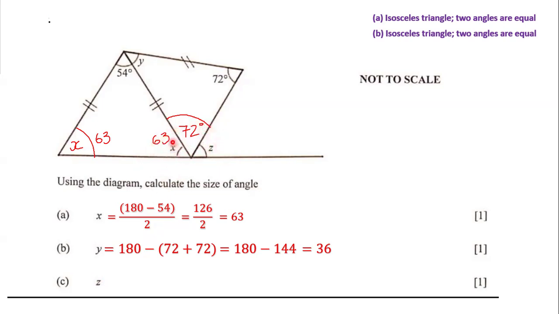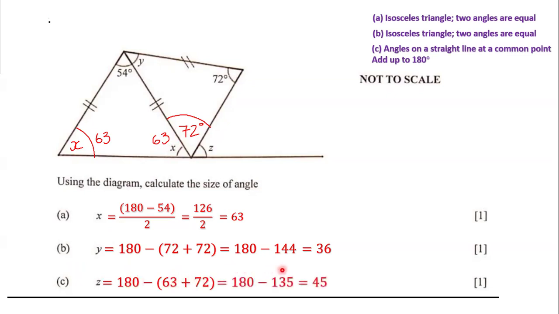And so what we're gonna do is we're gonna take 63 and 72, we're gonna add them together, and then we're gonna take that sum of 63 and 72 and subtract it from 180 degrees because angles on a straight line at a common point must add up to 180 degrees. So we have 180 minus 63 plus 72. 63 plus 72 is 135. So we have 180 minus 135, which gives us 45 degrees. And so that means that the size of angle Z is 45 degrees. And that's our answer to this question.